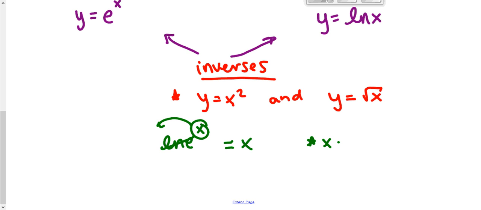So we would have x times the ln of e. The ln of e is 1, so that's just x times 1, which is just x. So that's what happens there.